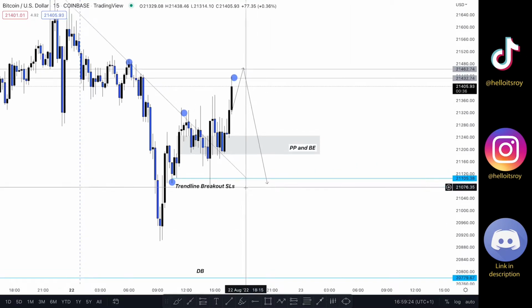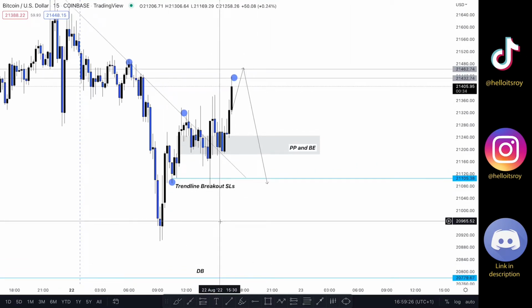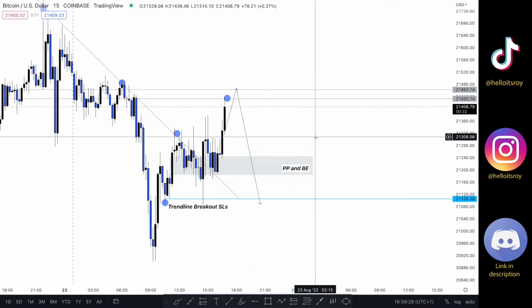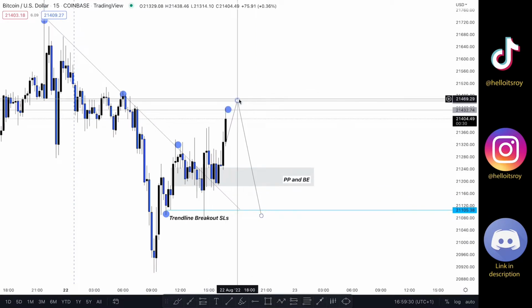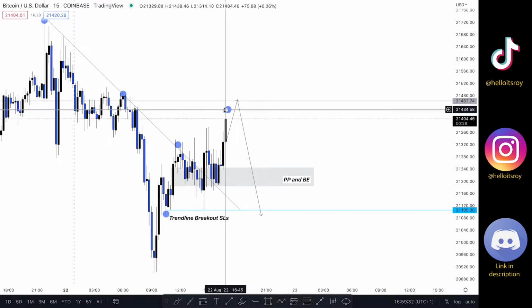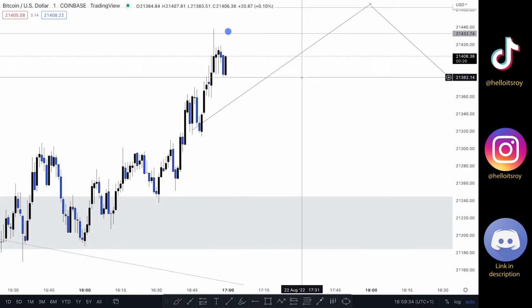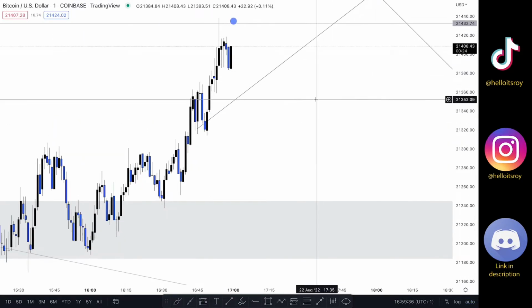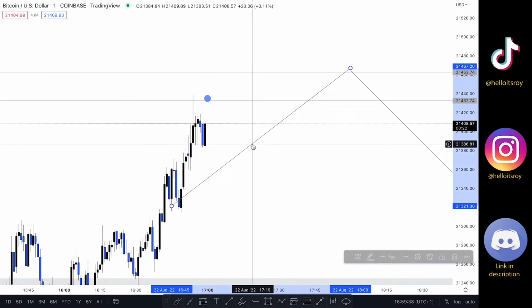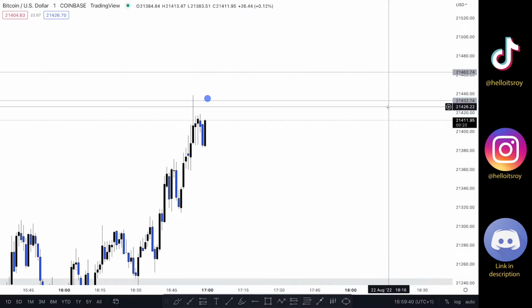However, as a trade, as a scalp, I'm not willing to hold it all the way down into this area. So what I'm going to do is just wait for the market to tap into this line right here and try to find some scalps and some trades through to the downside here. Now let's see how this goes.